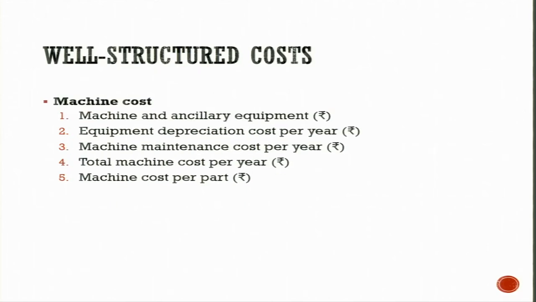Next comes the machine cost. First is the machine and ancillary equipment cost. Then we have equipment depreciation cost per year.